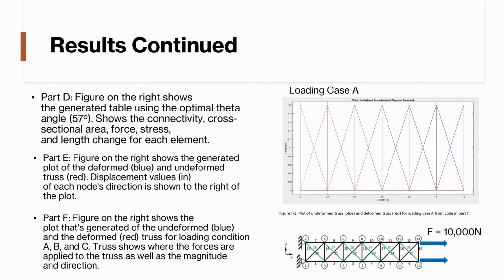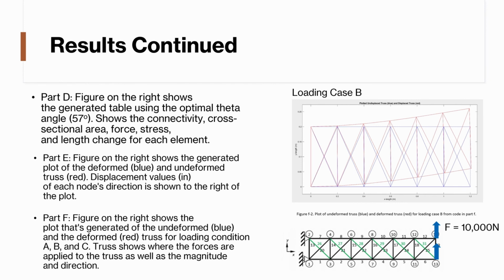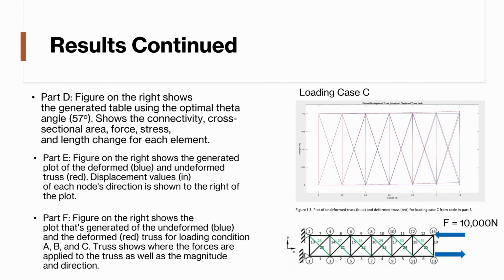For part F, there is various loading conditions, and the forces applied are on the right, shown below. For loading case B, the forces on the right are all pointing upwards, and that's the plot generated. And for loading case C, the forces are in differing directions, and that's the plot for load case C.